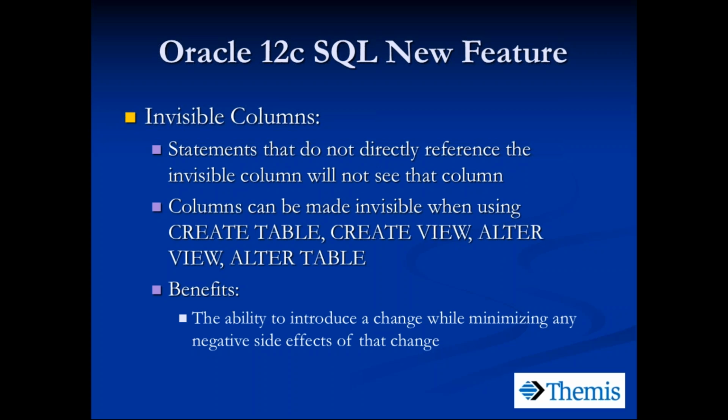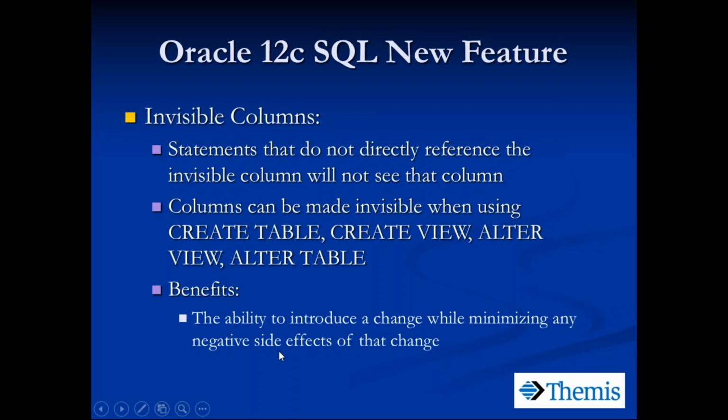for statements that do not reference the columns directly, they won't see them. Now you can still reference the column directly. I'll show you an example here in just a second, and still get to it. So it's not hiding the column from every type of statement that may want to try to access it, but just certain types of statements. All right, so we can make the column invisible when we create a table, later on with an alter table, or through views there too.